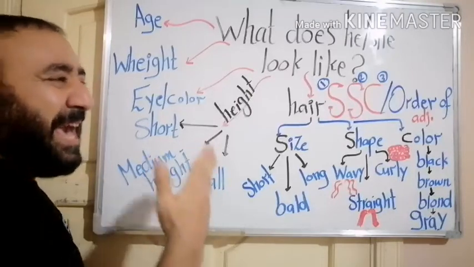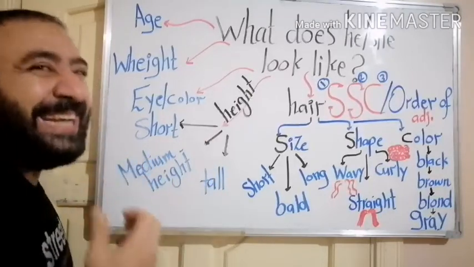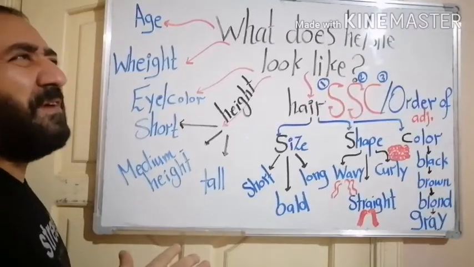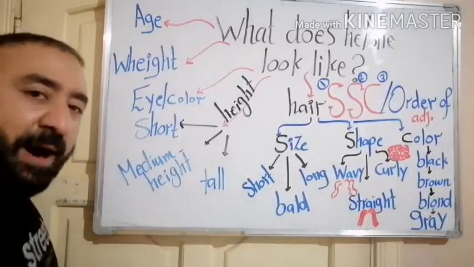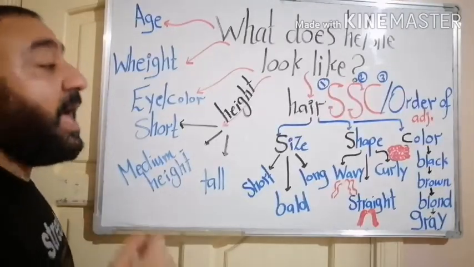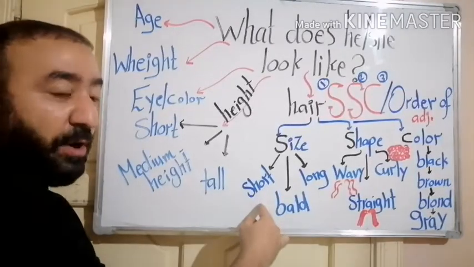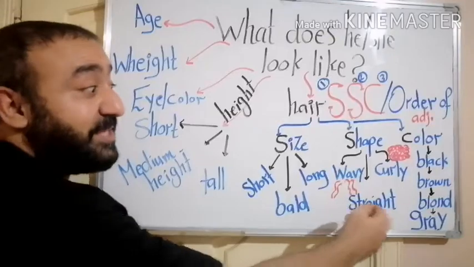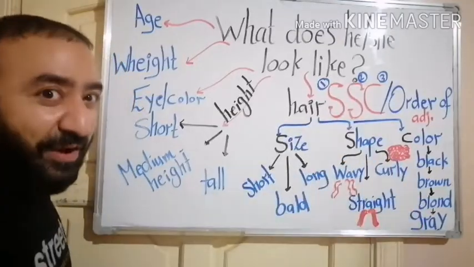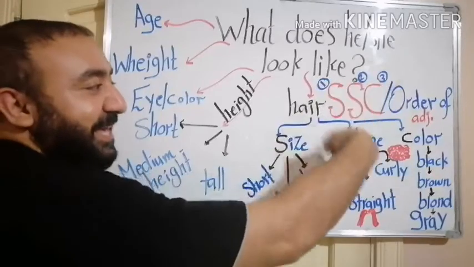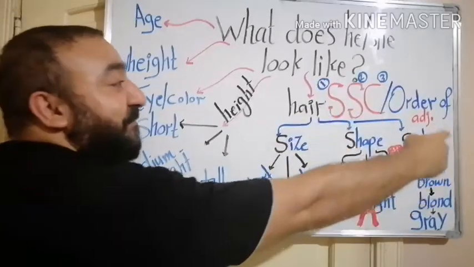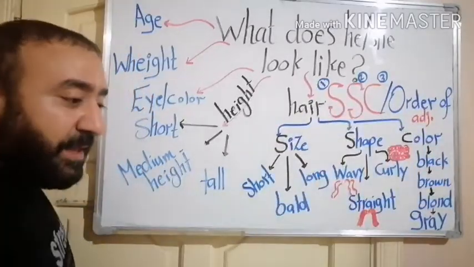Don't say that he or she has white hair. This word is sort of not that general. So it's better to use gray. My grandfather has short, straight, gray hair. Remember the order. At first you have size. Second of all, we have shape. And finally, color.